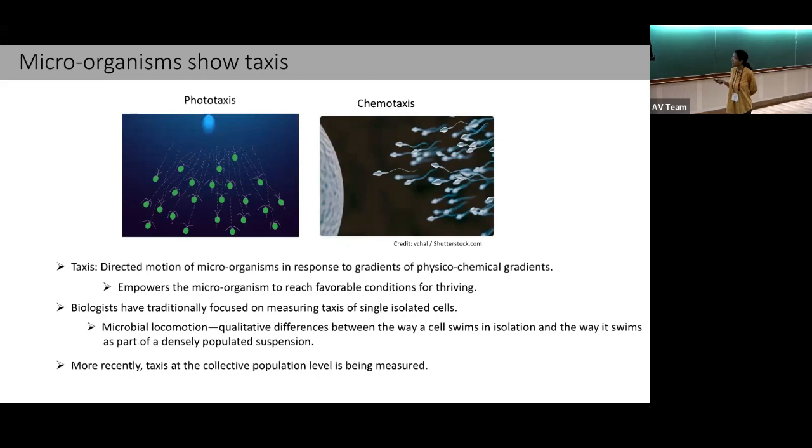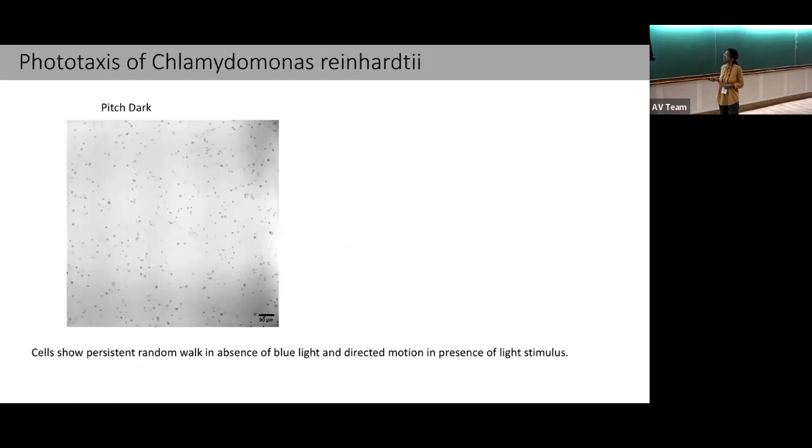And traditionally, biologists have looked at this behavior of taxis on single isolated cells. And that's important because that tells you the mechanism, how does the cell sense and respond. But we also know that a cell swims differently when it is part of a dense suspension compared to when it is in isolation. So how do the swimming, sensing, and response couple at the collective population level? And so we wanted to fill in the gap for collective phototaxis.